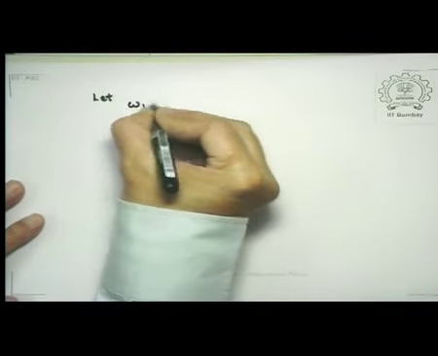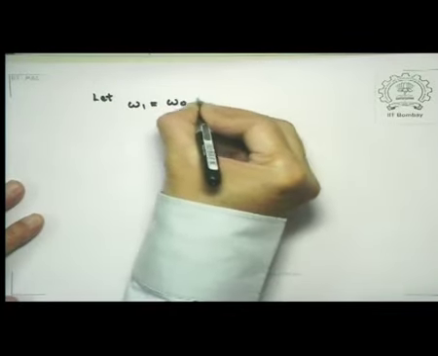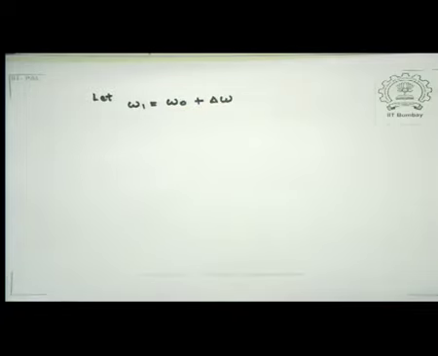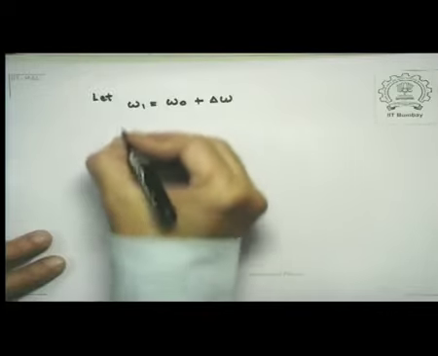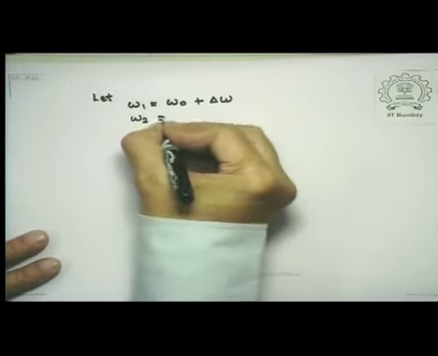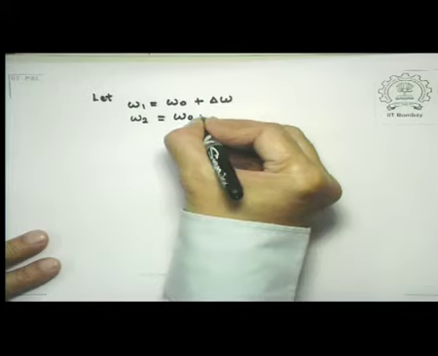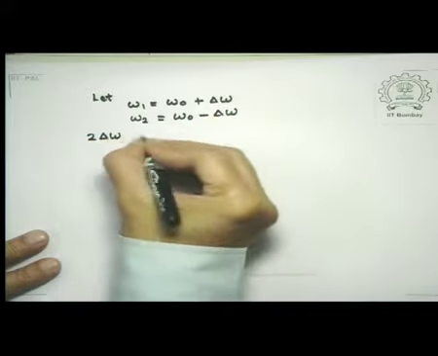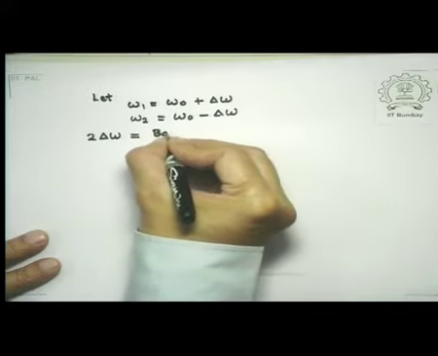So this is my definition of the bandwidth. Let me now do a little more quantitative calculation. Let us suppose omega 1 is equal to omega 0 plus delta omega. We had said this is the higher half power point, and omega 2 is equal to omega 0 minus delta omega. So I said that 2 times delta omega is my definition of bandwidth.